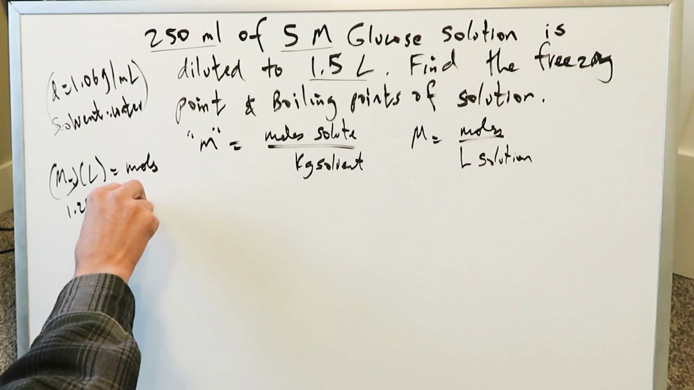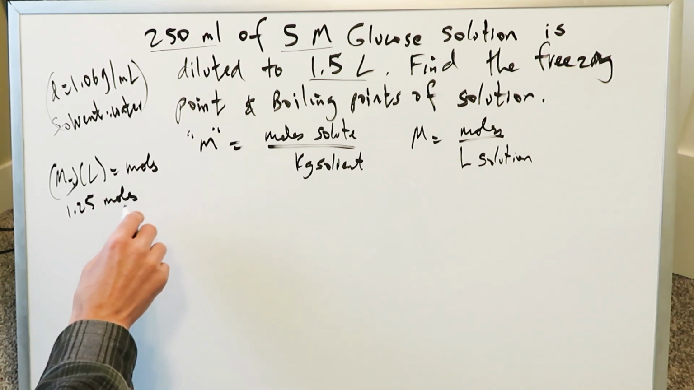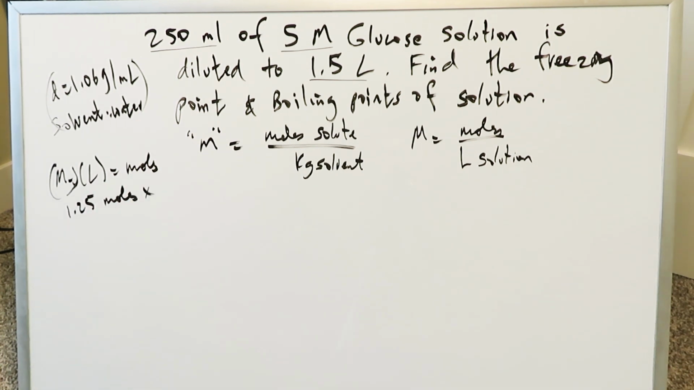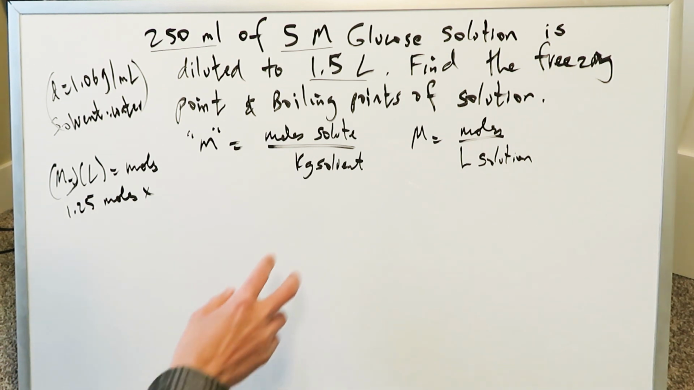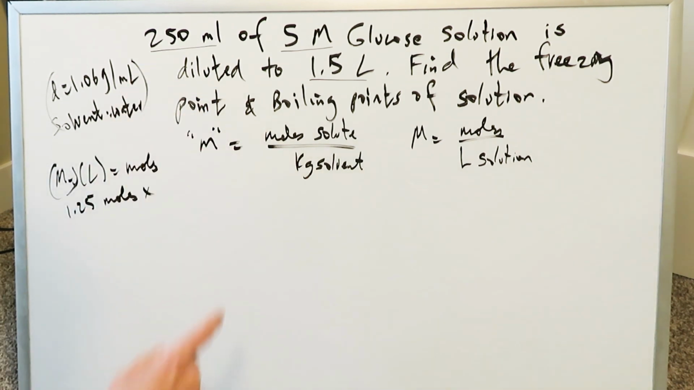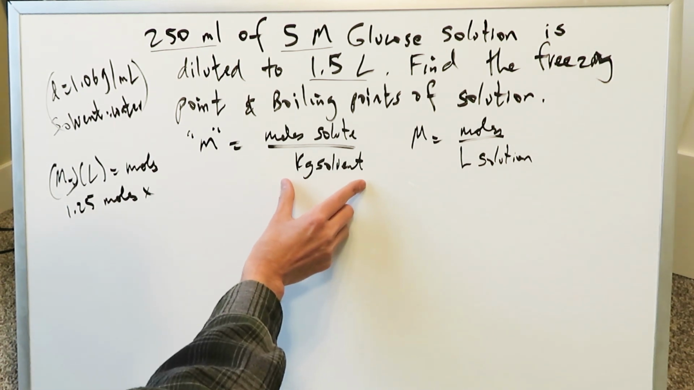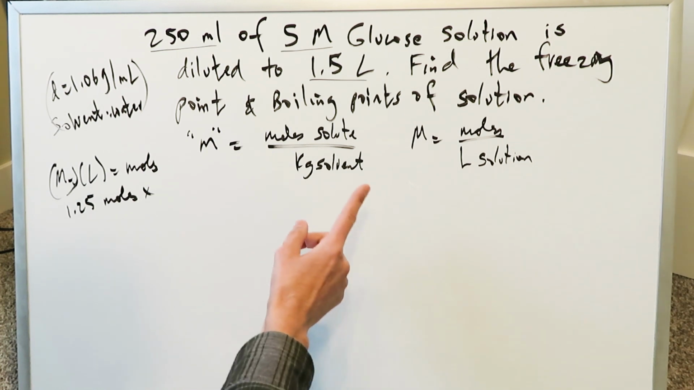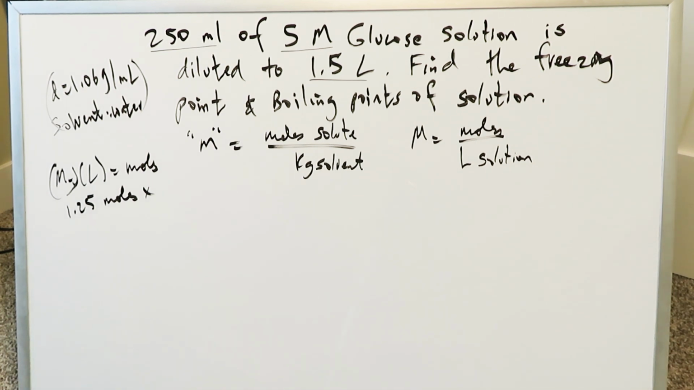1.25 moles glucose. It's also not a bad idea to multiply this by the molecular weight of glucose because it will help us determine the mass. Why do we need to know that? Because it will come into play when we're talking about the kilograms of solution, from which we then determine the kilograms of solvent by subtracting the kilograms of solute.